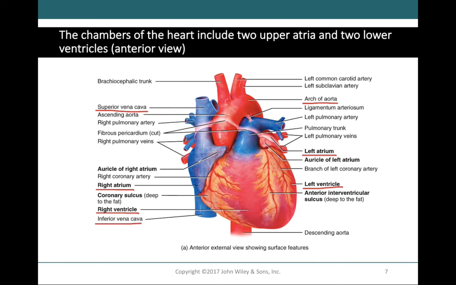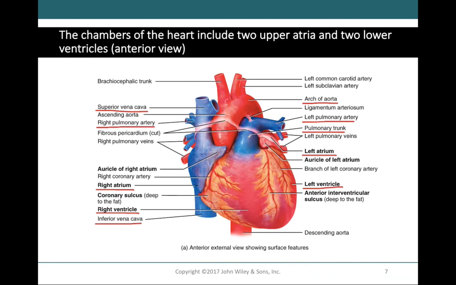Now the right atrium is going to eventually connect with the right ventricle, and that's going to be shown down here. Very, very muscular walls can be found on the ventricles. And then the right ventricle is going to pump into the pulmonary circulation. That's going to go through what's known as the pulmonary trunk, and the pulmonary trunk will bifurcate into our left pulmonary artery as well as our right pulmonary artery.